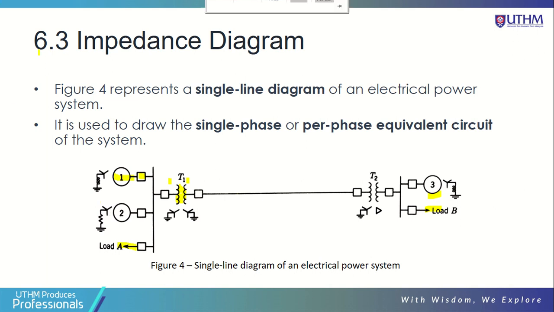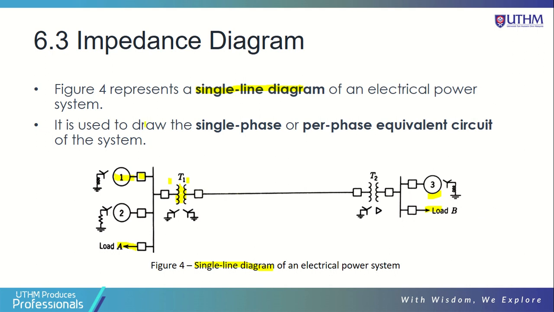Okay, for the impedance diagram, figure 4 represents a single line diagram. Even if we have a three-phase system, we represent our system by using a single line. This is a transmission line. This is a generator connected to the transmission line via a transformer, and then connected to generator 3, for example, this bus, and again connected to load B, for example.